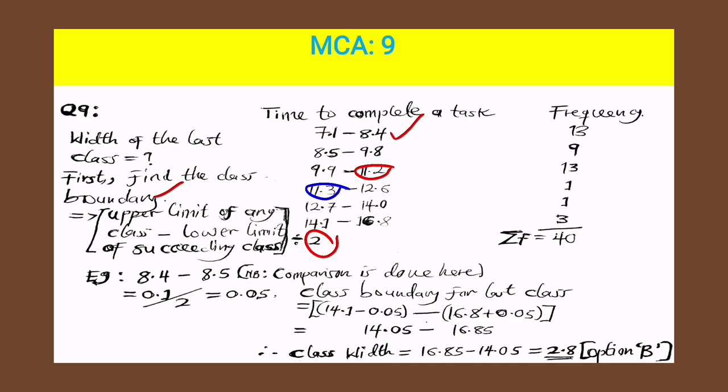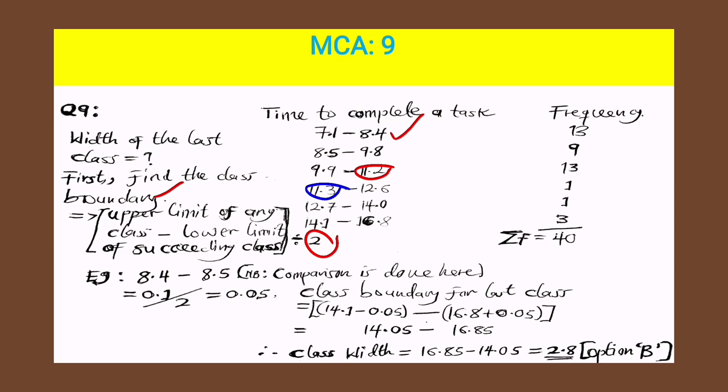So I just use, for example, the first class. I compare the upper class limit of the first class interval, which is 8.4, to the lower limit of the succeeding class, 8.5, and I had 0.1. I divide by 2 and I had 0.05. So after that, you subtract the result of 0.05 from the lower limit of any class, and then you add the same value to the upper class limit of the class we are talking about.